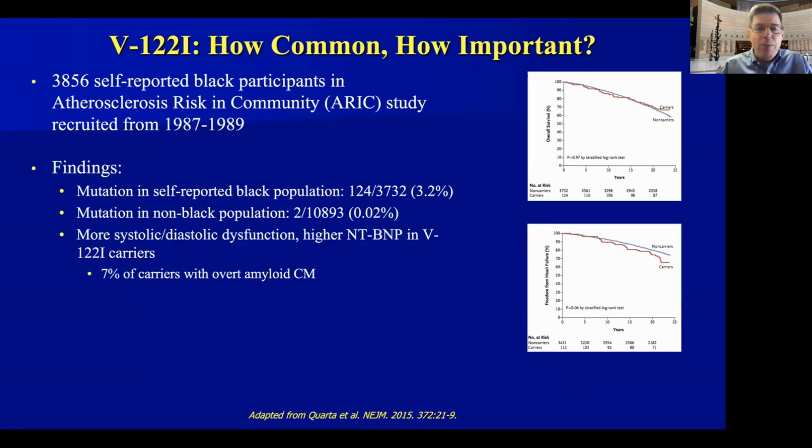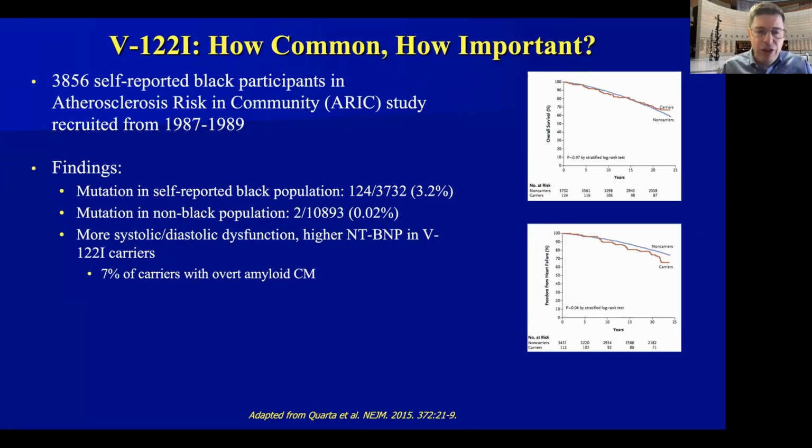When we think about how important this mutation is, there's a couple of interesting studies to look at. This was in the New England Journal of Medicine in 2015, and you had nearly 4,000 self-identified Black participants in the ARIC study. Now, ARIC was not an amyloid study. This was a longitudinal atherosclerosis risk study. But the nice thing was they had decades of follow-up for people. They had blood to genotype everyone, and they had other studies for many patients like echoes and biomarkers.